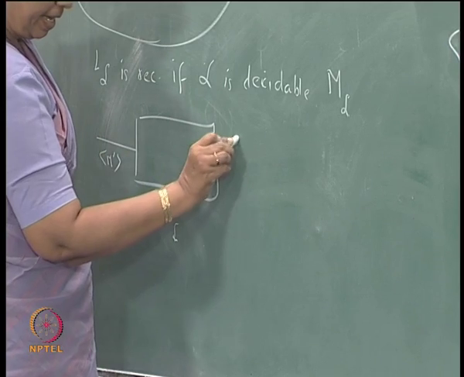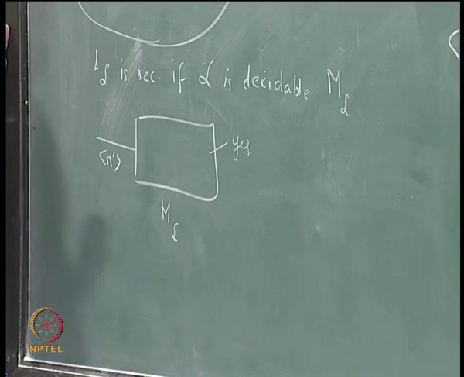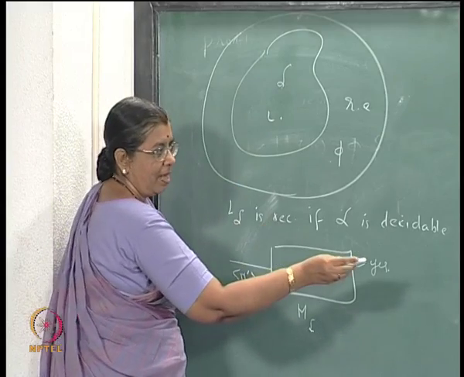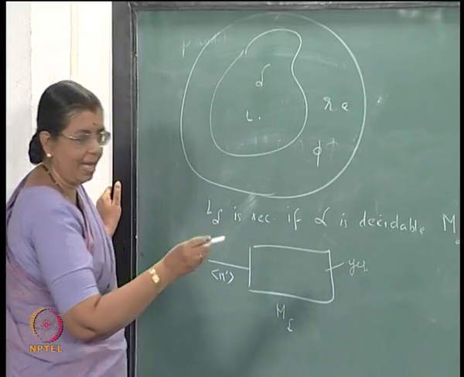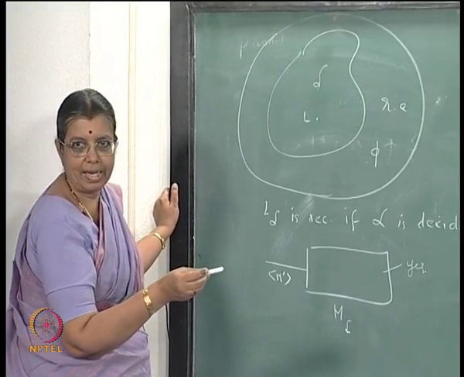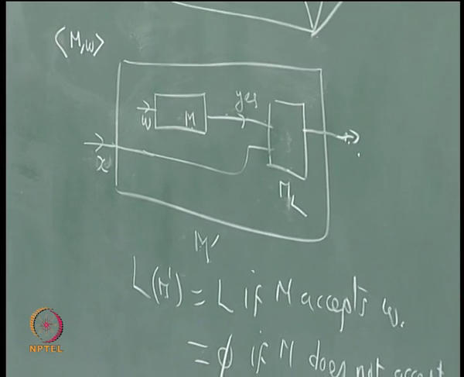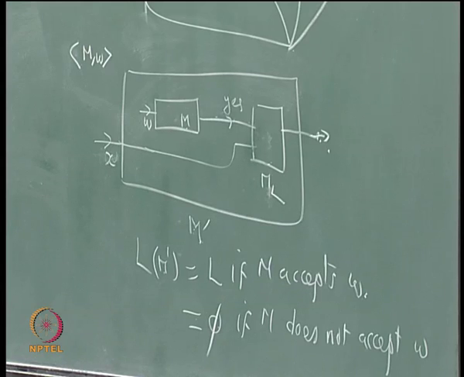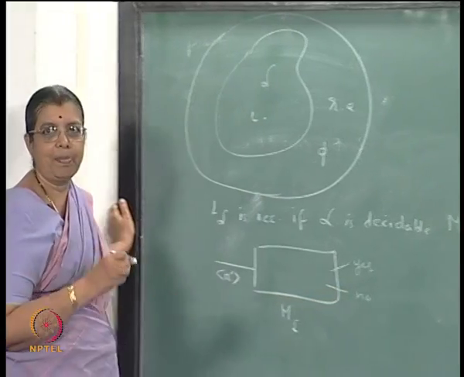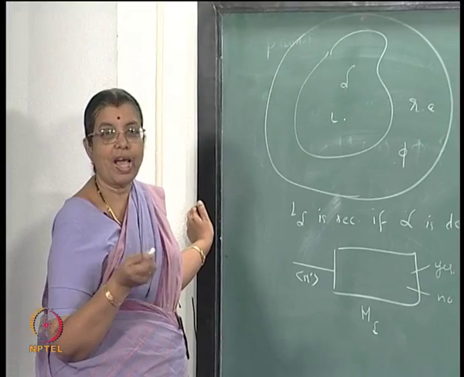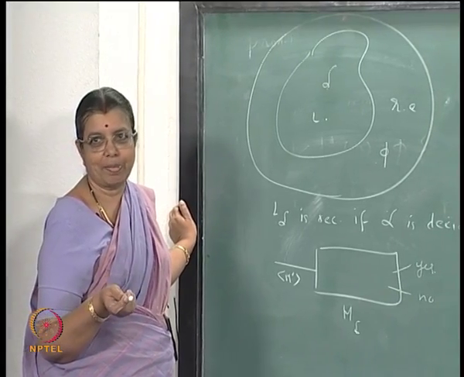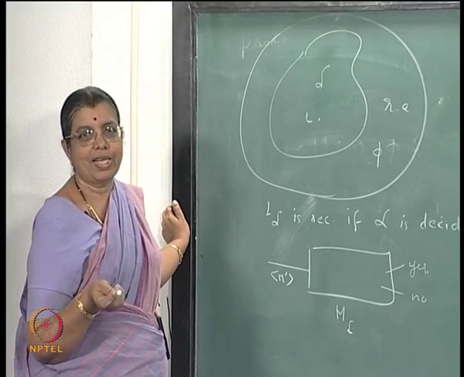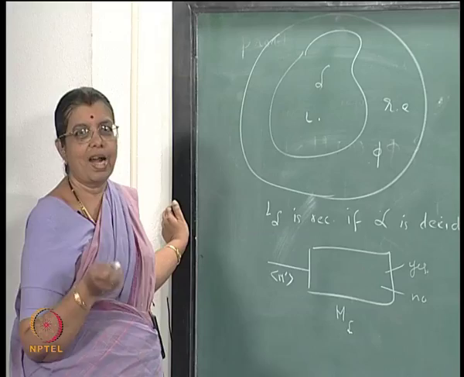If it says yes, what does that mean? It means L_M' is L, right? When is L_M' equal to L? If M accepts W. So, M accepts W. If it says no, then M does not accept W. So, you are able to say whether M accepts W or M does not accept W. That means LU is recursive, but LU is not recursive.